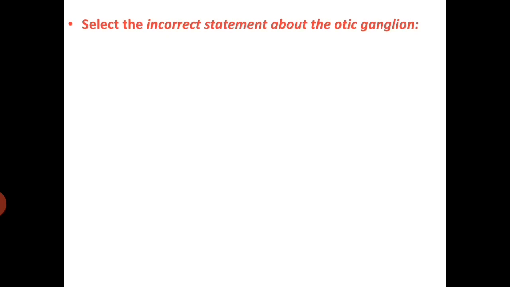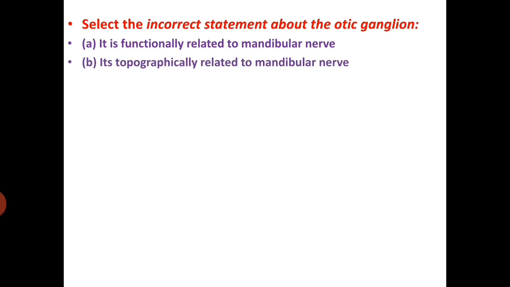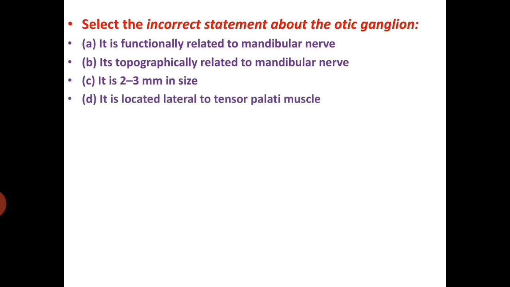So next question, select the incorrect statement about the otic ganglion. It is functionally related to the mandibular nerve. It is topographically related to the mandibular nerve. It is 2 to 3 mm in size. It is located lateral to the tensor palati muscle.